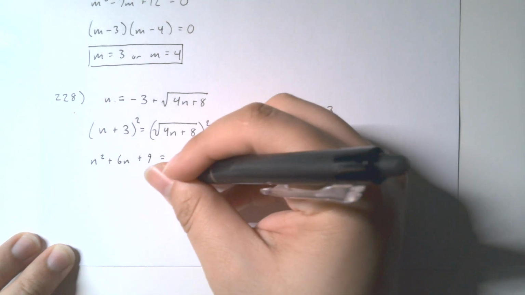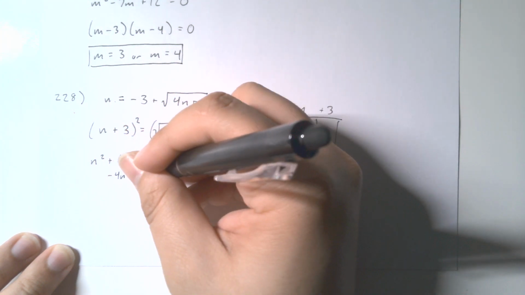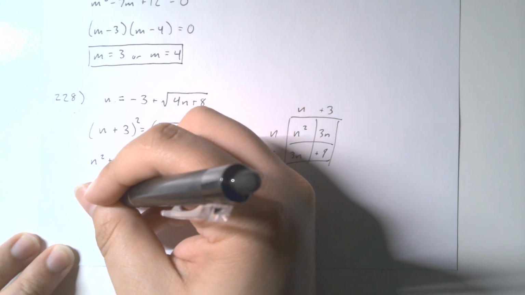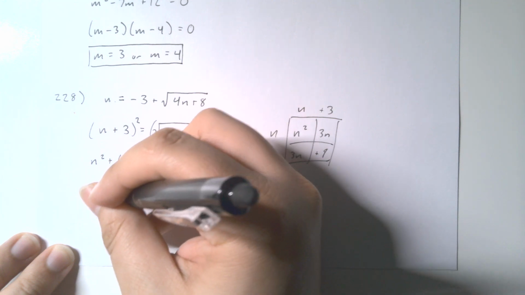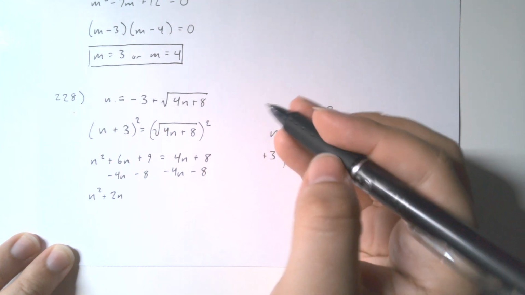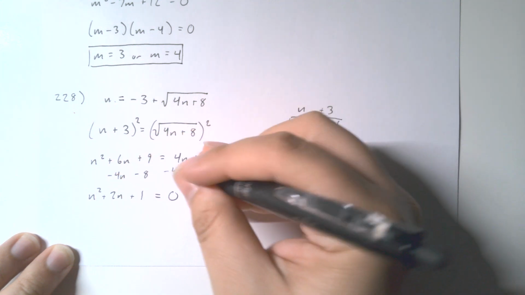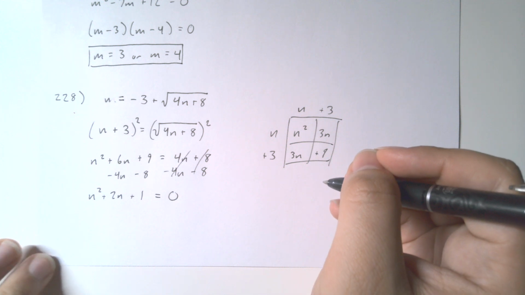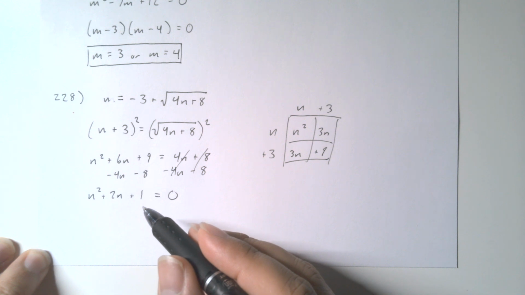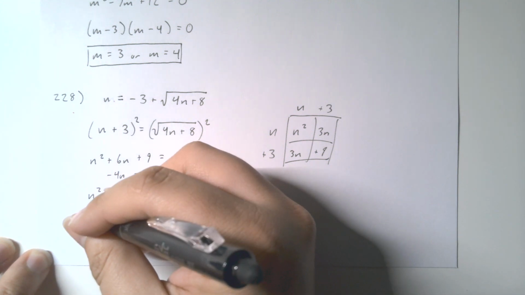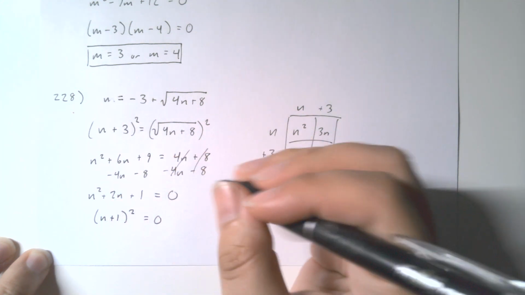So now we can subtract 4n and subtract 8 from both sides to combine all of our like terms. This gives us n squared here, plus 6n minus 4n, so plus 2n. We have 9 minus 8, which is 1, is equal to 0, because all of that cancels. Now we want to factor this. We may recognize it as our perfect square of just n plus 1 squared is equal to 0.